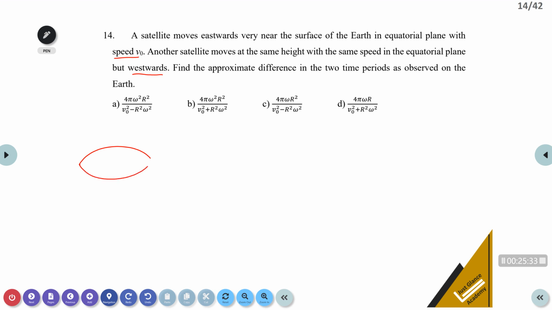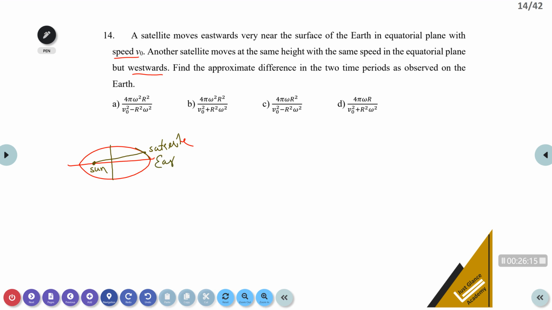This is your earth. This is the equatorial region. Here it is a sun. I told you several times, in the equatorial plane, when the satellite is here, the distance between the sun and the satellite is more, so the kinetic energy is less. Kinetic energy is less means the speed of rotation is less. When the speed is less, the time period is more here. Very slowly it rotates here.